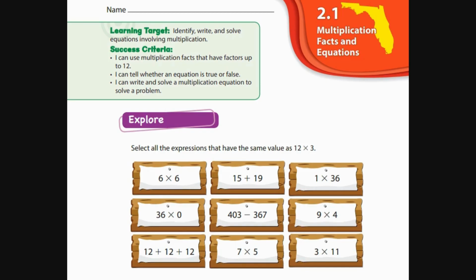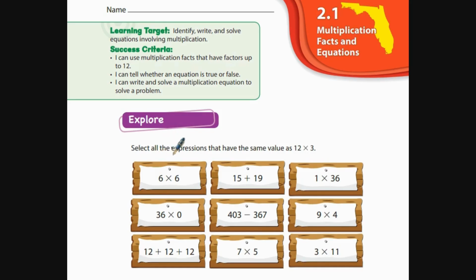We are starting off with chapter 2 of our multiplication facts and equations. So basically, in this chapter, we're going to start touching on and reviewing multiplication. For today's lesson, we're going to identify, write, and solve equations involving multiplication. So let's start here. First step is let's take a look at our Explorer.